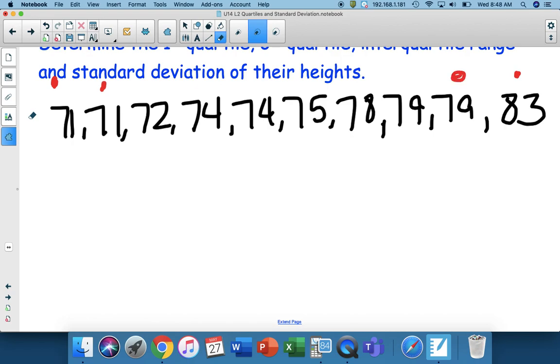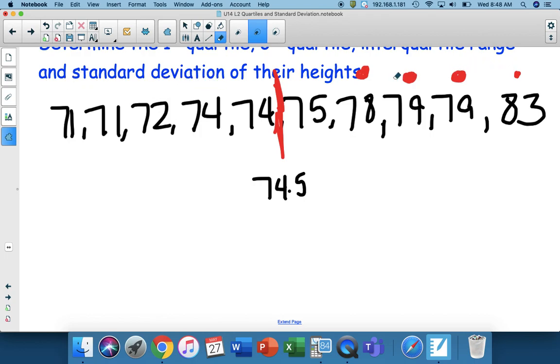And 71 and 79. And 79 and 72. And 74 and 78. So that leaves us with 74 and 75, which means we have to average to find our median. Okay? So the average of 74 plus 75 divided by 2 is 74.5. All right? So now I'm going to erase these dots just so they don't confuse you later.